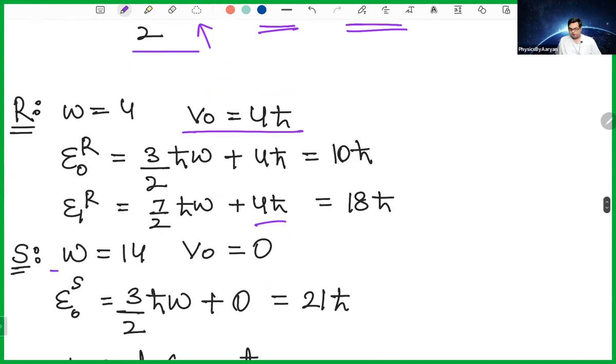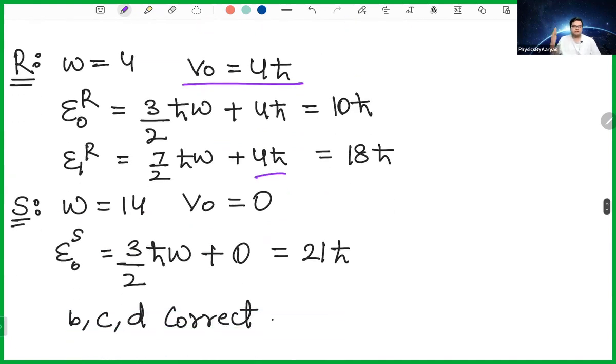Right. And then for S, omega is 14 and V naught is 0. And the ground state energy can be 3 by 2 h cut omega plus 0. If you put omega 14, you get 21 h cut. Okay. So now you can just match which of them are same and which of them are not same. If you do that, B, C, and D will be the correct options.